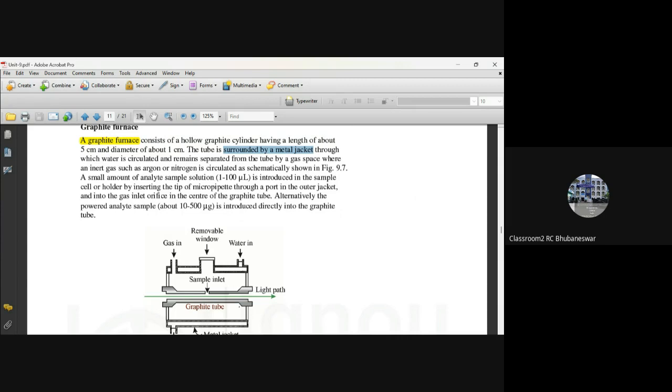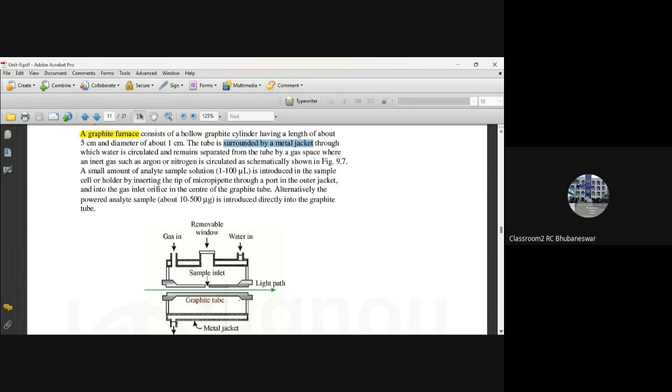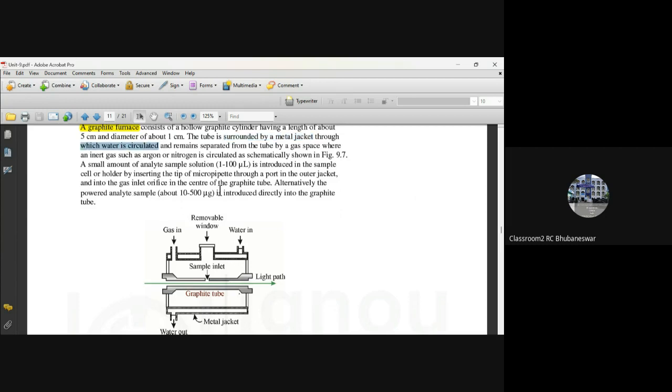Then the tube is surrounded by a metal jacket through which water is circulated. So here you have the metal jacket and the water outlet, and the water inlet is on the top side. The tube is surrounded by a metal jacket through which water is circulated and remains separated from the tube by a gas space where an inert gas such as argon or nitrogen is circulated, as shown in the figure.